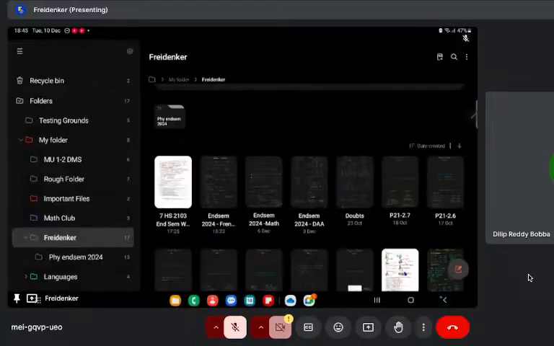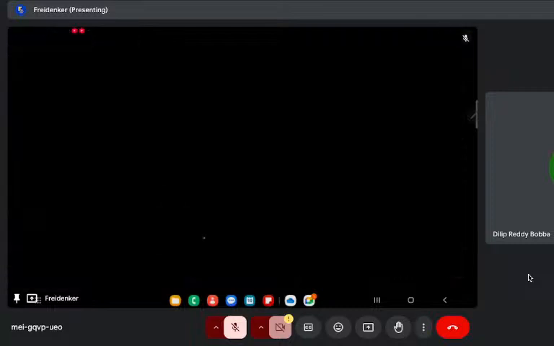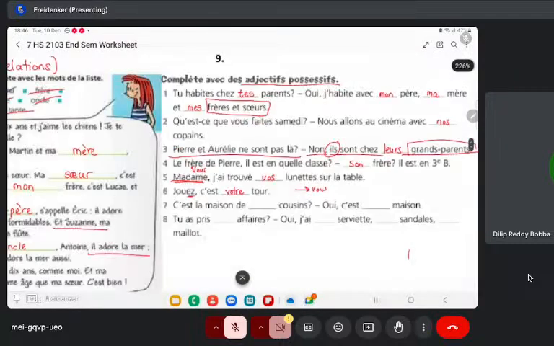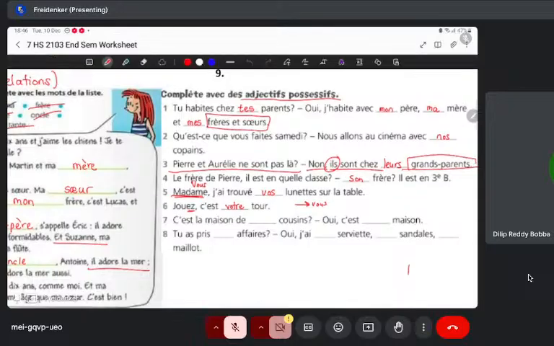Nice. I'm using the table extensively. I mean, this entire bit is dedicated to that. No? Okay. C'est la maison. It's the house of dash cousins. Okay, now it is quite ambiguous. Now, what should I say? Is it the house of your cousins?